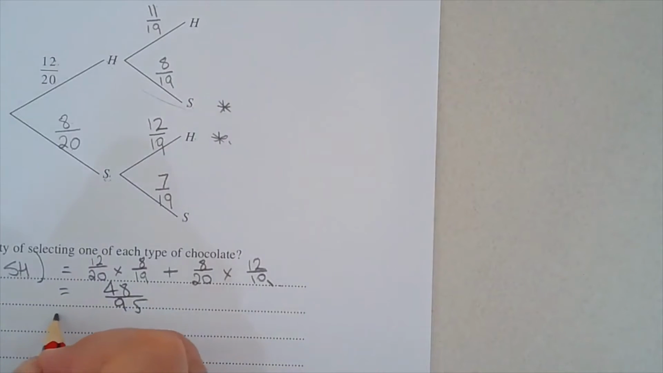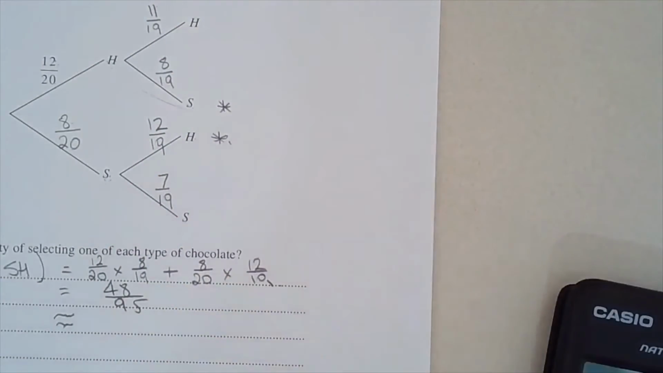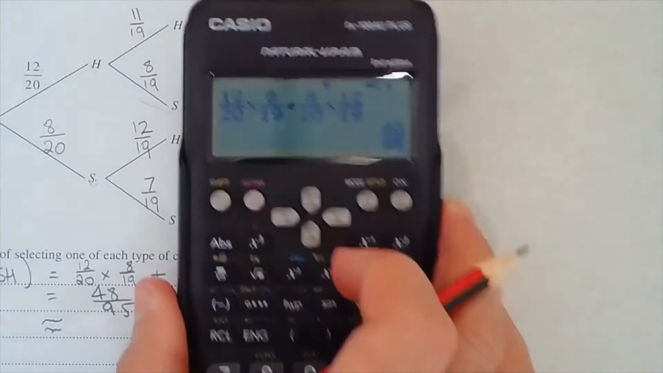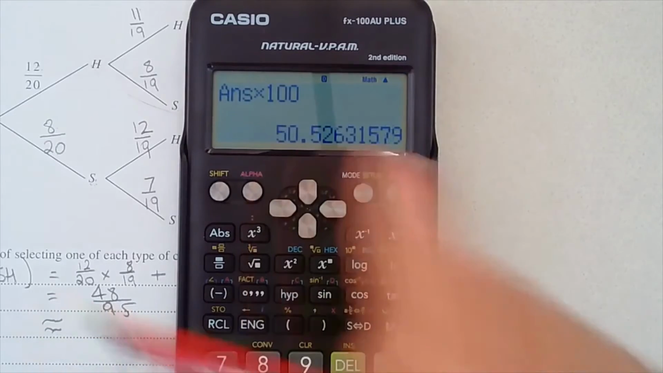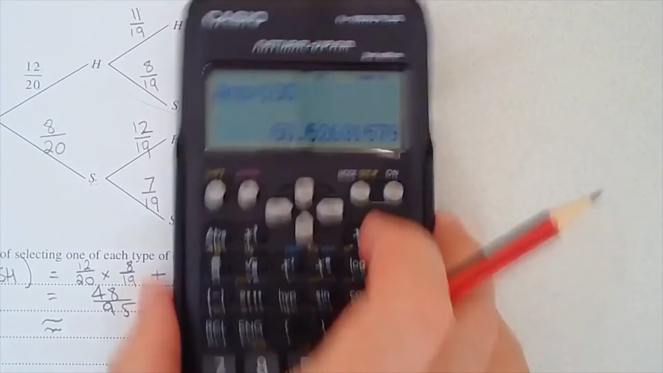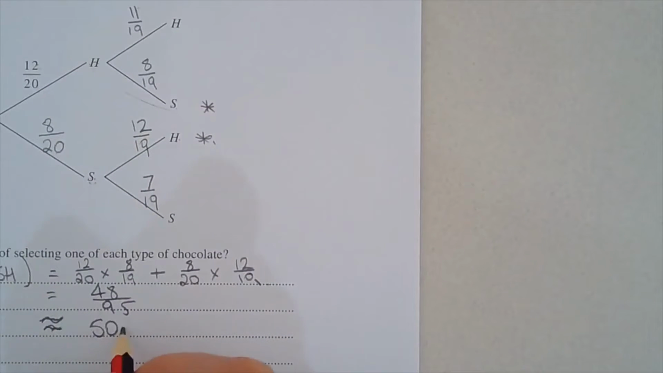And that's approximately equal to, so we're going to convert that as a percentage. It doesn't actually say in the question to answer in percentage form. Always answer in fraction form, but let's just convert it into a percentage anyway, just to get an idea of what this is. So it's around 50.5%, which is roughly a 50.5% chance.